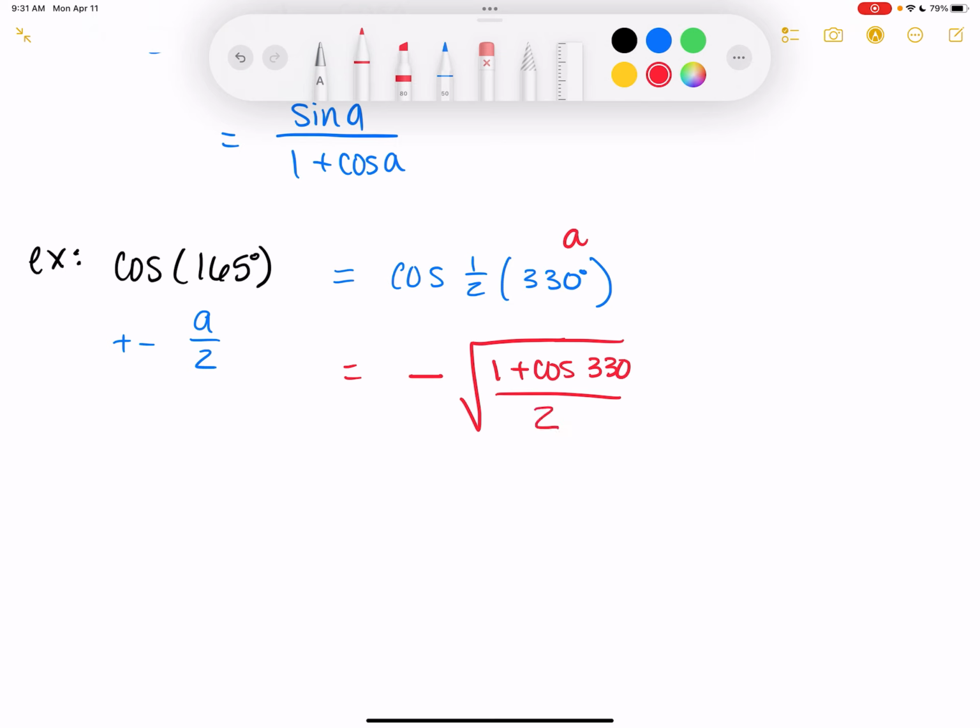So then we want to replace the cosine of 330 with the known value that we have off our unit circle. So what is the cosine of 330? Okay, so 1 plus root 3 over 2, all over 2.